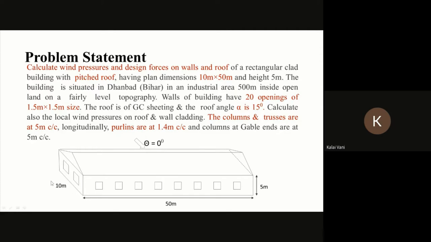only a smaller dimension is there compared to 50 meter. So it will very much topple your building. But in case of 90 degree, if it is hitting in this direction, this much area is there, 50 by 5 meters, so it will not create too much effect. So 0 degree is the worst case. Shall I move on to the next slide? Hope you have noted the data.